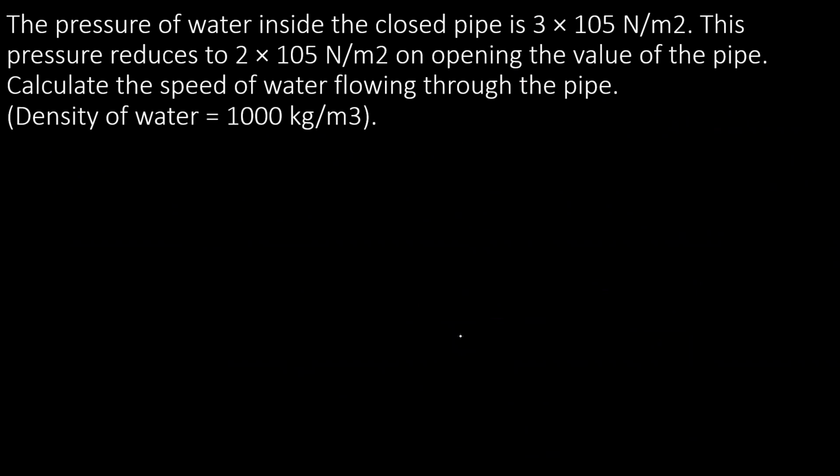So the pressure of water inside the closed pipe is 3 into 10 raised to 5 Newton per meter square. And this pressure is reduced to 2 into 10 raised to 5 on opening the valve of the pipe. Calculate the speed of water flowing through the pipe.